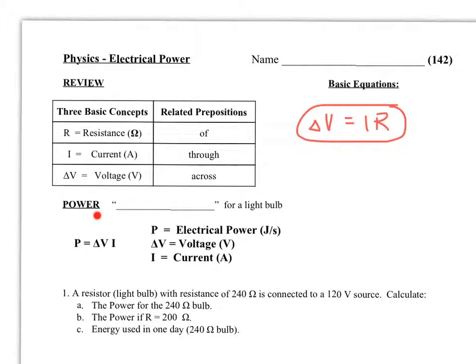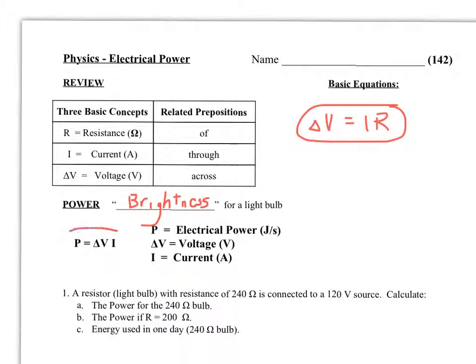But for electrical elements, specifically like for a light bulb, the power is indicated by the brightness. The brightness of the light bulb. So you're going to need to keep that in mind. For some reason, this is not writing too well right now. But keep that in mind as we do the lab tomorrow. Brightness of a light bulb is its power.